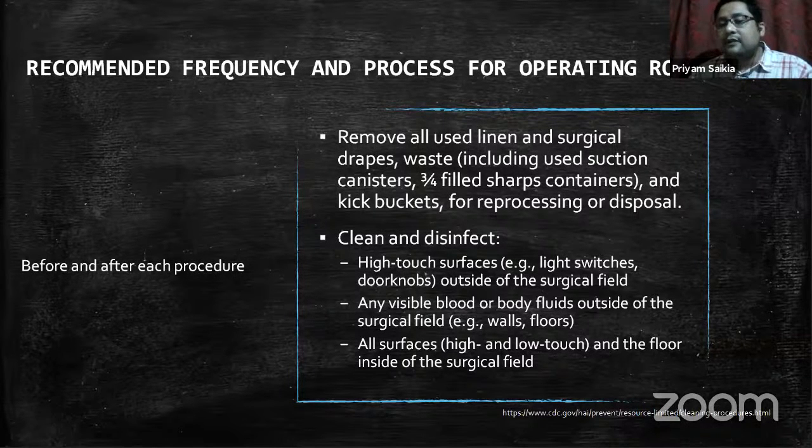Then any visible blood or body fluids outside the surgical field, suppose on the wall or the floor, should be appropriately dealt with. If a blood spill is less than 10 ml, then it is regarded as a small spill, and this should be immediately covered with an absorbent material like a paper towel. Then it should be covered with 1:100 dilution of 5.25% sodium hypochlorite solution, and then subsequently it should be wiped off. And if the spill is large, that is more than 10 ml, then instead of 1:100, we should be using 1:10 dilution of 5.25% sodium hypochlorite solution.